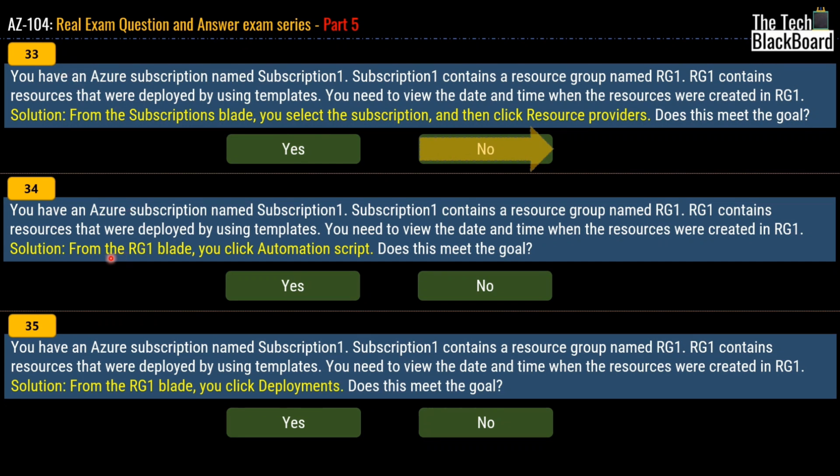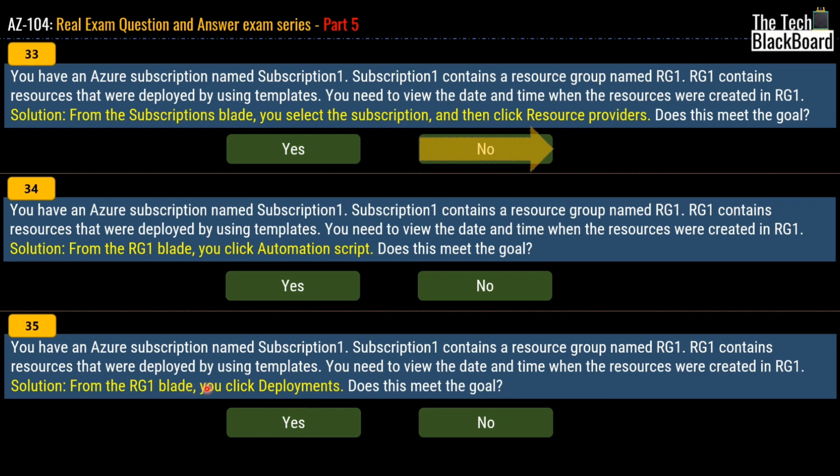In question number 34, the solution is that from the RG1 blade, you click automation script. Does this meet the goal? Or in question number 35, we have from the RG1 blade, you click deployments. Does this meet the goal? So which one amongst all these three solutions given here is the correct solution?